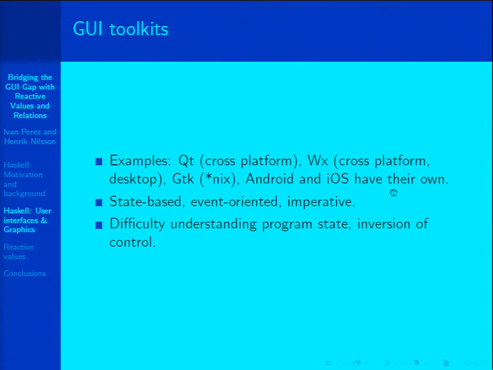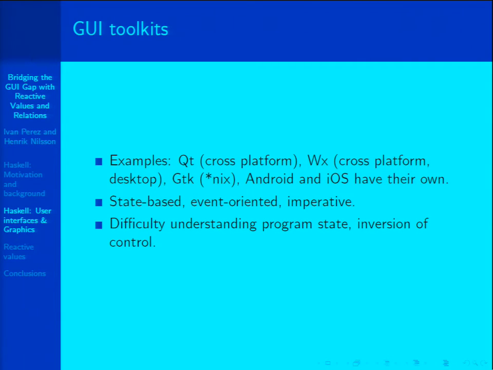Usually when you want to write a program with a user interface, you opt for a GUI toolkit. Examples of this are Qt or GTK or WX. Android and iOS have their own GUI toolkits. They simplify a lot of the work, so it's what most people end up doing. But they have a sense of state. They have control of their own, and they're event-oriented.